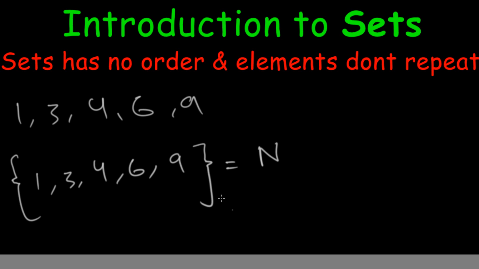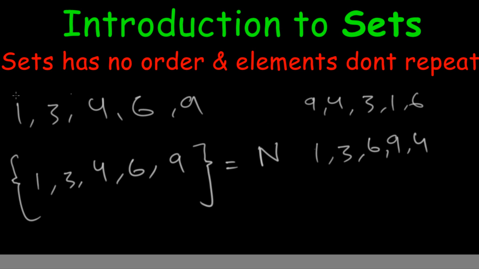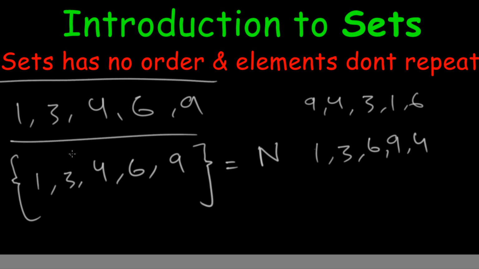Now sets have no order. 1, 3, 4, 6, 9. If I want, I can write it out as 9, 4, 3, 1, 6. It's the same thing. I can write it out as 1, 3, 6, 9, 4. It's the same thing. It's your wish. Set has no order. Okay, let's move on to the next part.